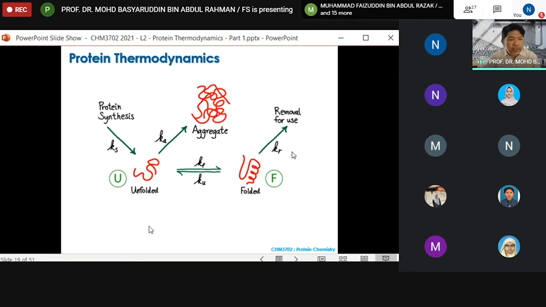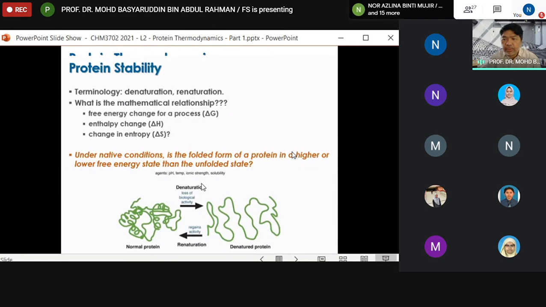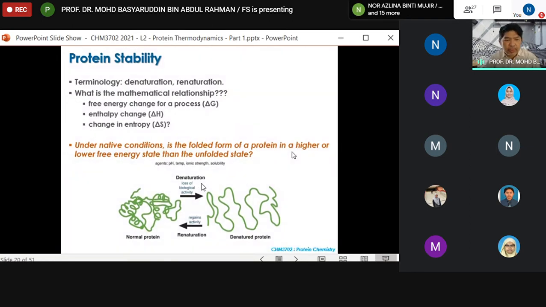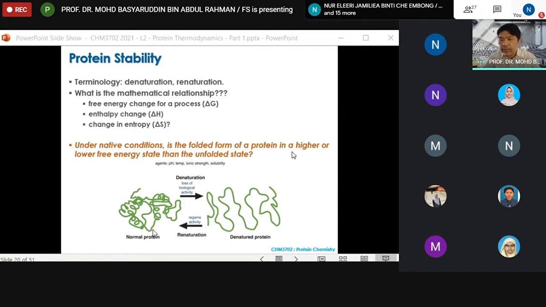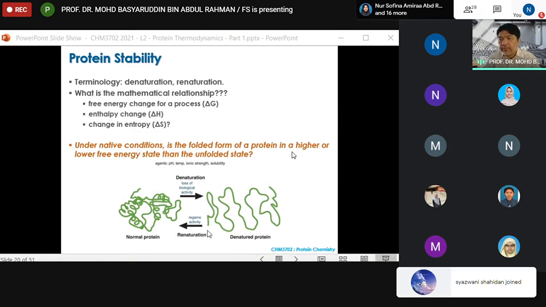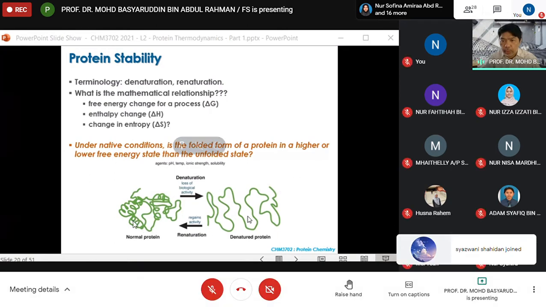So from here, this is what we like to study more on the protein stability. So please remember again some of the terminologies that I'm going to use, either in terms of denaturation or renaturation. So you have to be very quick to differentiate between these two. If you look here, the normal protein denatures, it will lose its activity, and it can be renatured into a normal protein.